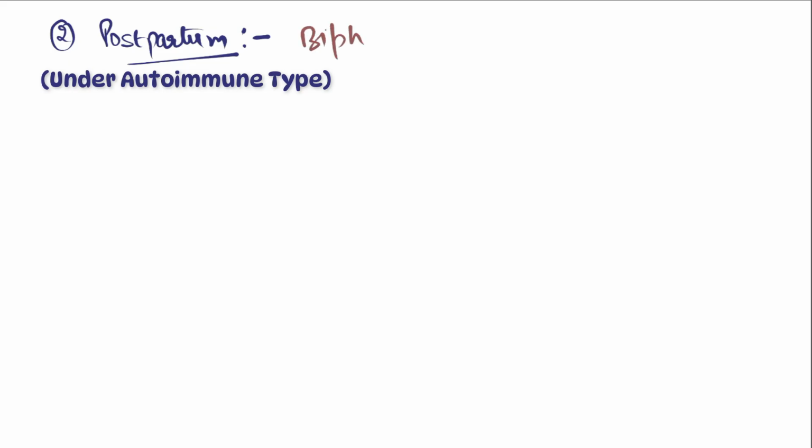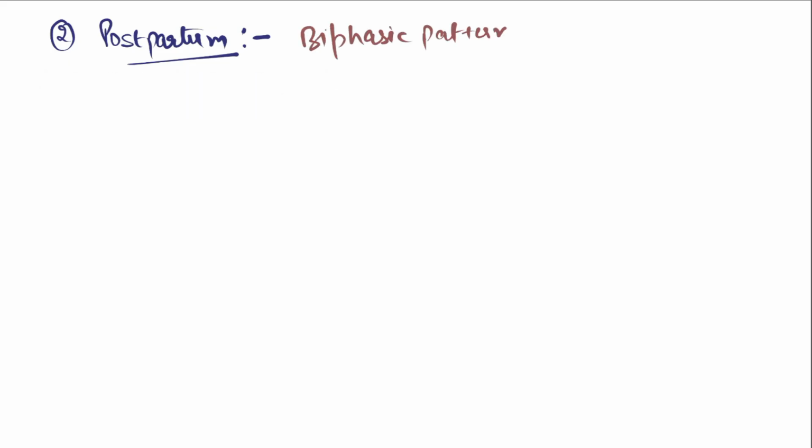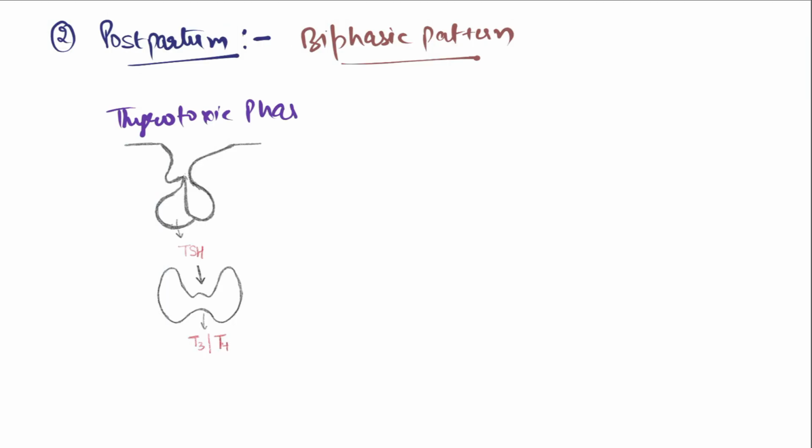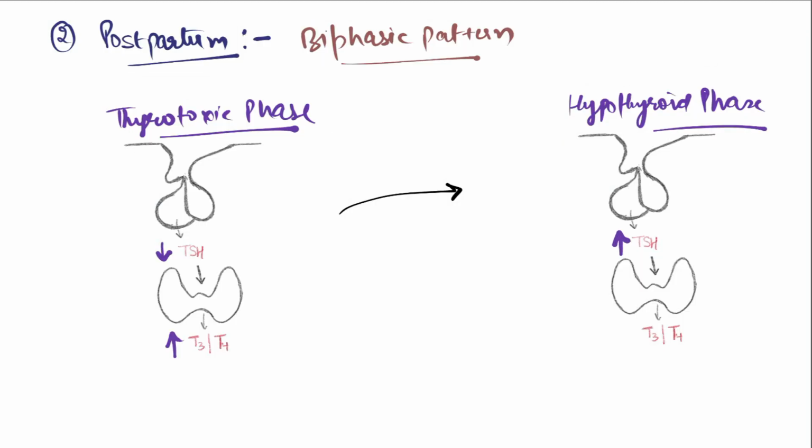In case of postpartum thyroiditis, it typically involves a biphasic pattern, that is first there is a thyrotoxic phase. In the thyrotoxic phase, there is low TSH and high T4 and T3 levels, and later it is followed by the hypothyroid phase, that is TSH is increased and T4 and T3 levels are decreased.